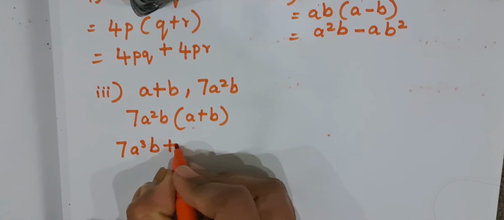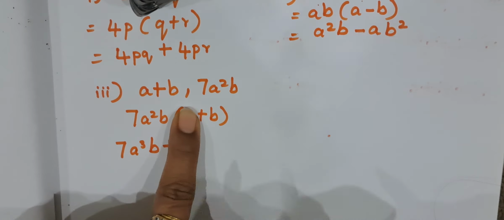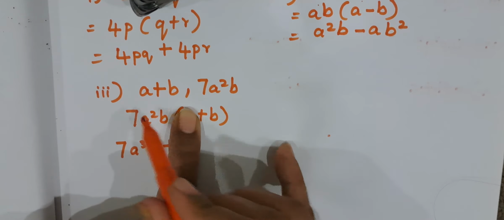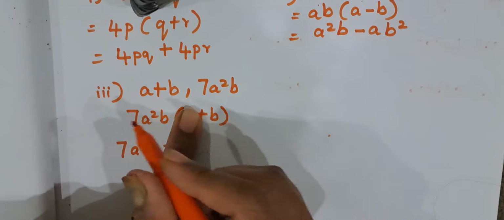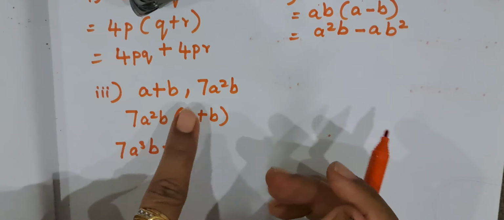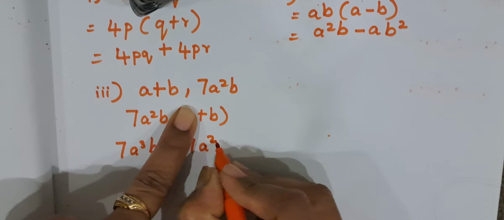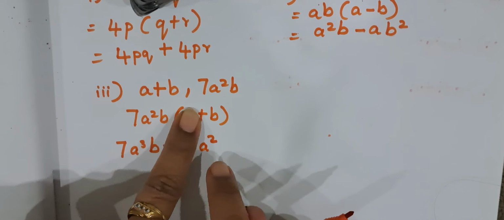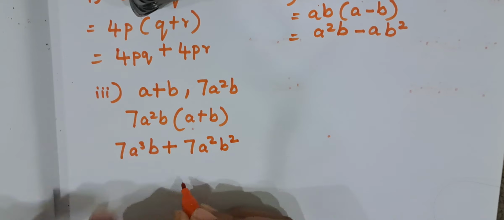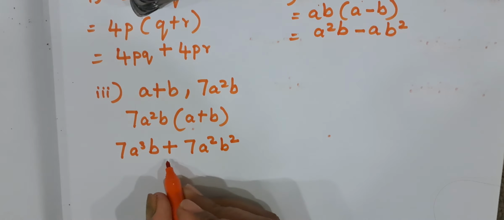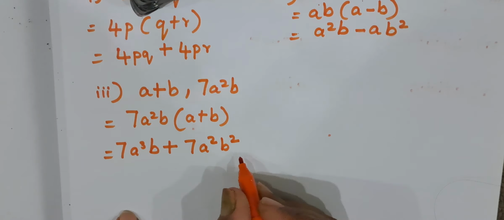When we are looking at the second one here, multiplying this with the second term, we will not consider a. We will consider only b. Now 7 as it is because 7 is getting multiplied with b. B means 1b. So 7 into 1 is 7. When it is getting multiplied with b, a square will be as it is. Now b times b. A we will leave. We will take only b now. B times b will be b square. So it becomes 7a cube b plus 7a square b square. This is the answer for the third sum.